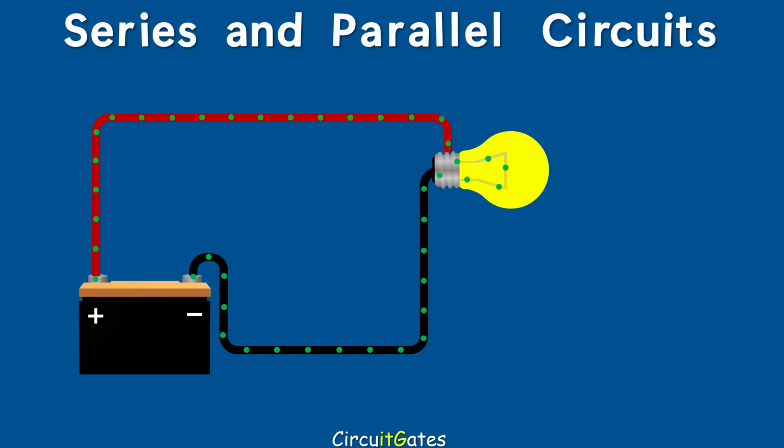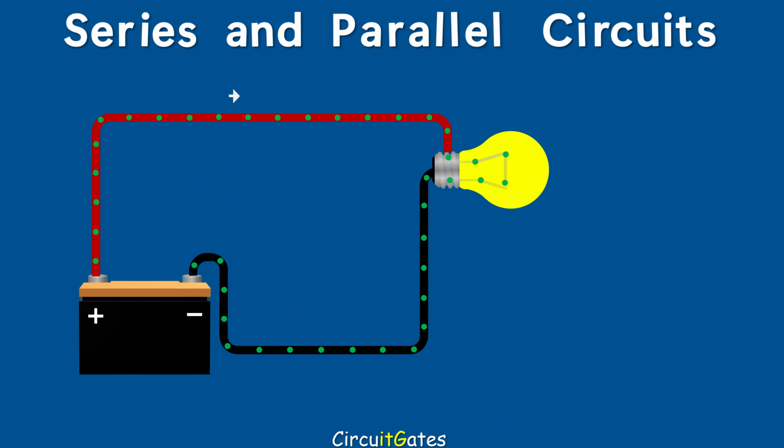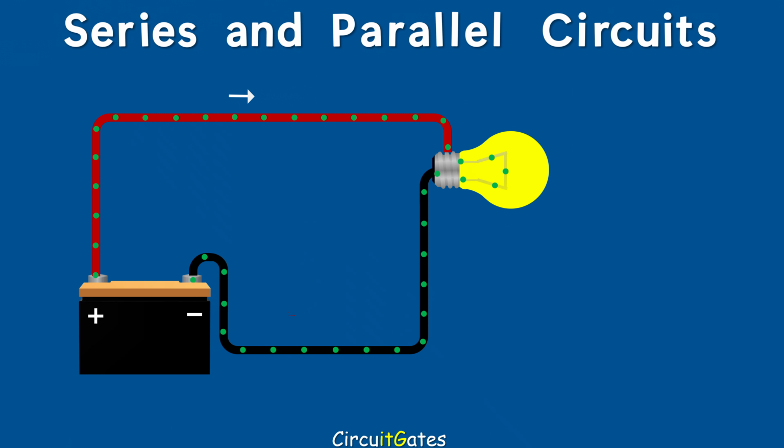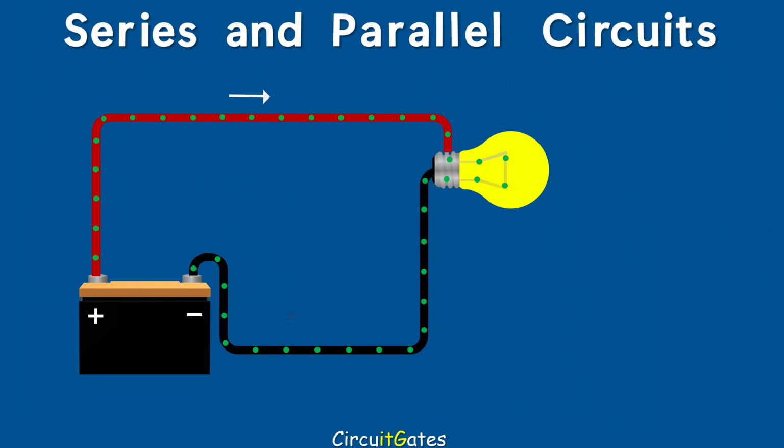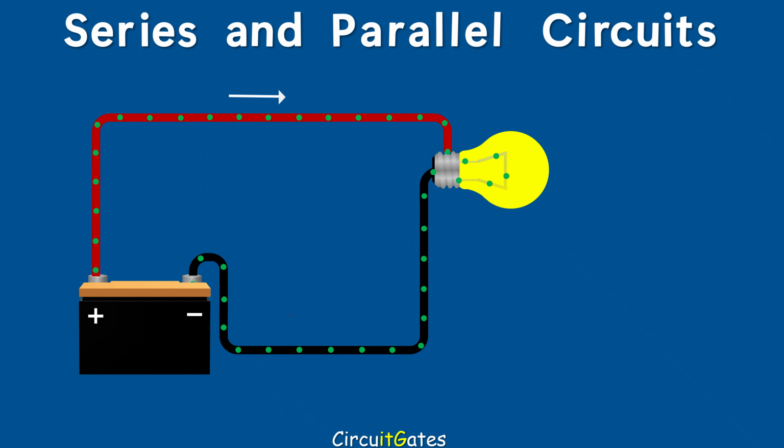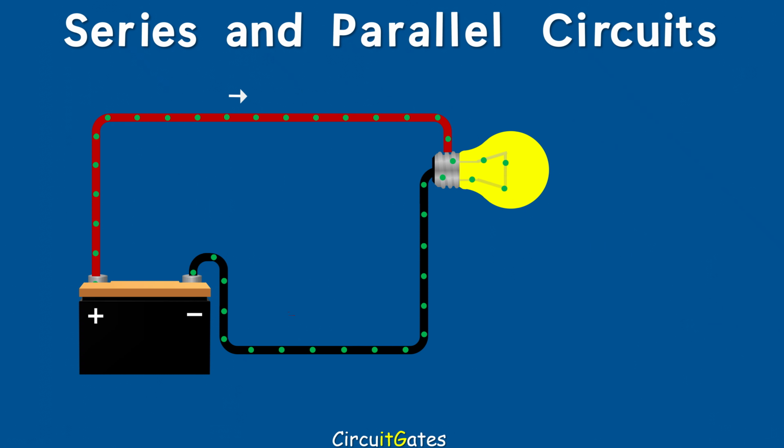In this video I am using conventional current. Conventional current is a type of electrical current that flows from positive to negative. For more on current, check out our video titled What is Current?